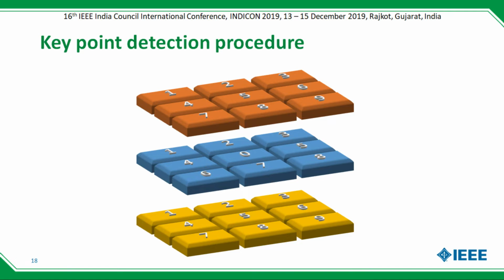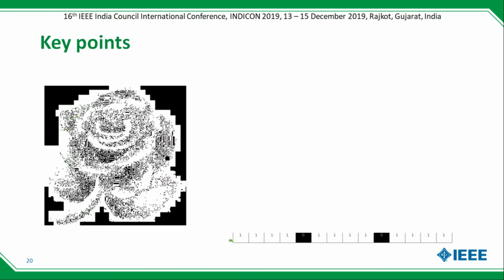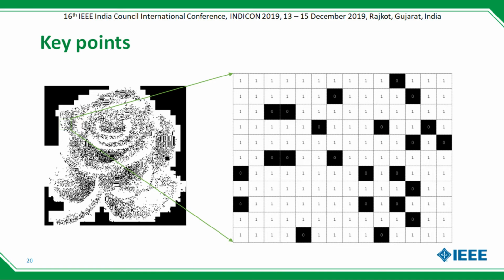If this pixel is a maxima or minima, it is taken as a key point. Otherwise, it is neglected. So this is the model and utilization estimate, and this is the output of key point detection and the pixel value.